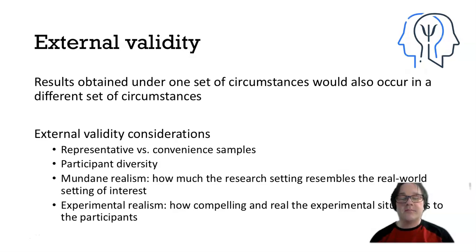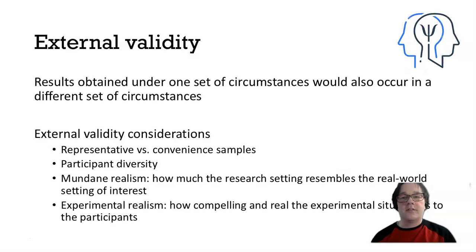Oftentimes that's undergraduates in college. And if you've taken Psych 100 here at Oneonta, you had a research participant requirement. You had to be a participant in research, right? So that was the subject pool. You were part of the subject pool and you chose which study you went to. That's about as convenient as it gets.